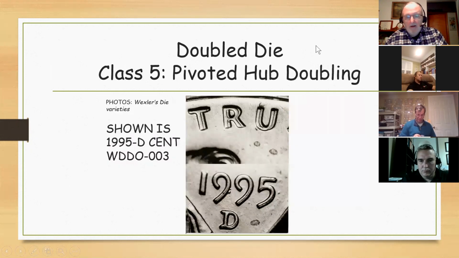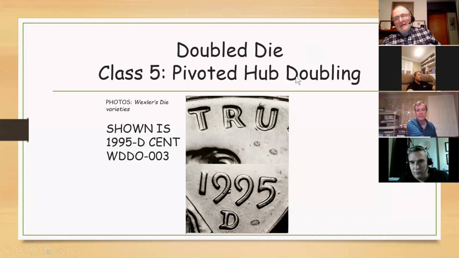Okay, class 5 is the pivoted hub doubling. Shown here is a 1955 cent as a double die obverse, and it's very similar to class 1. If you put a class 1 and a class 5 next to each other, you'll see a lot of similarities.